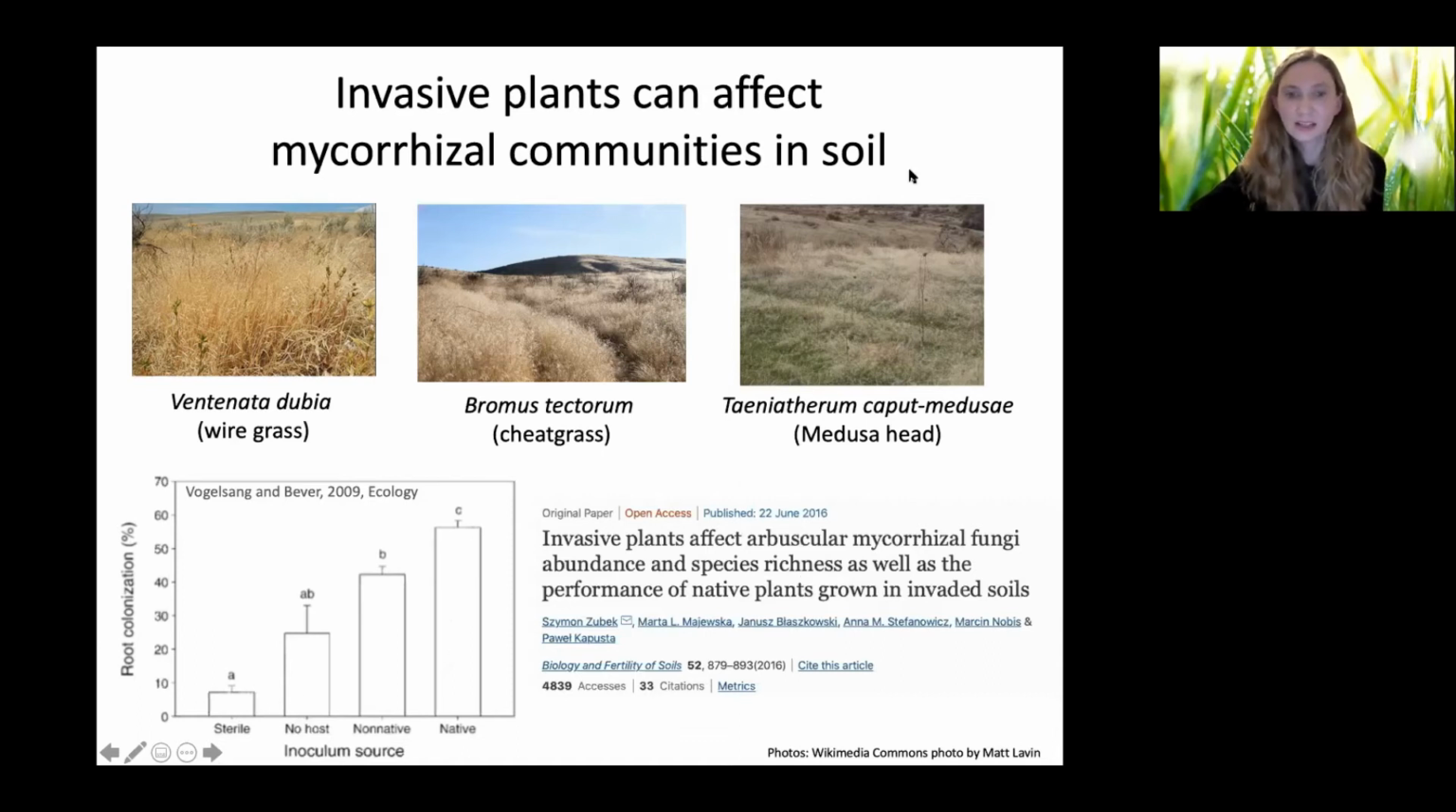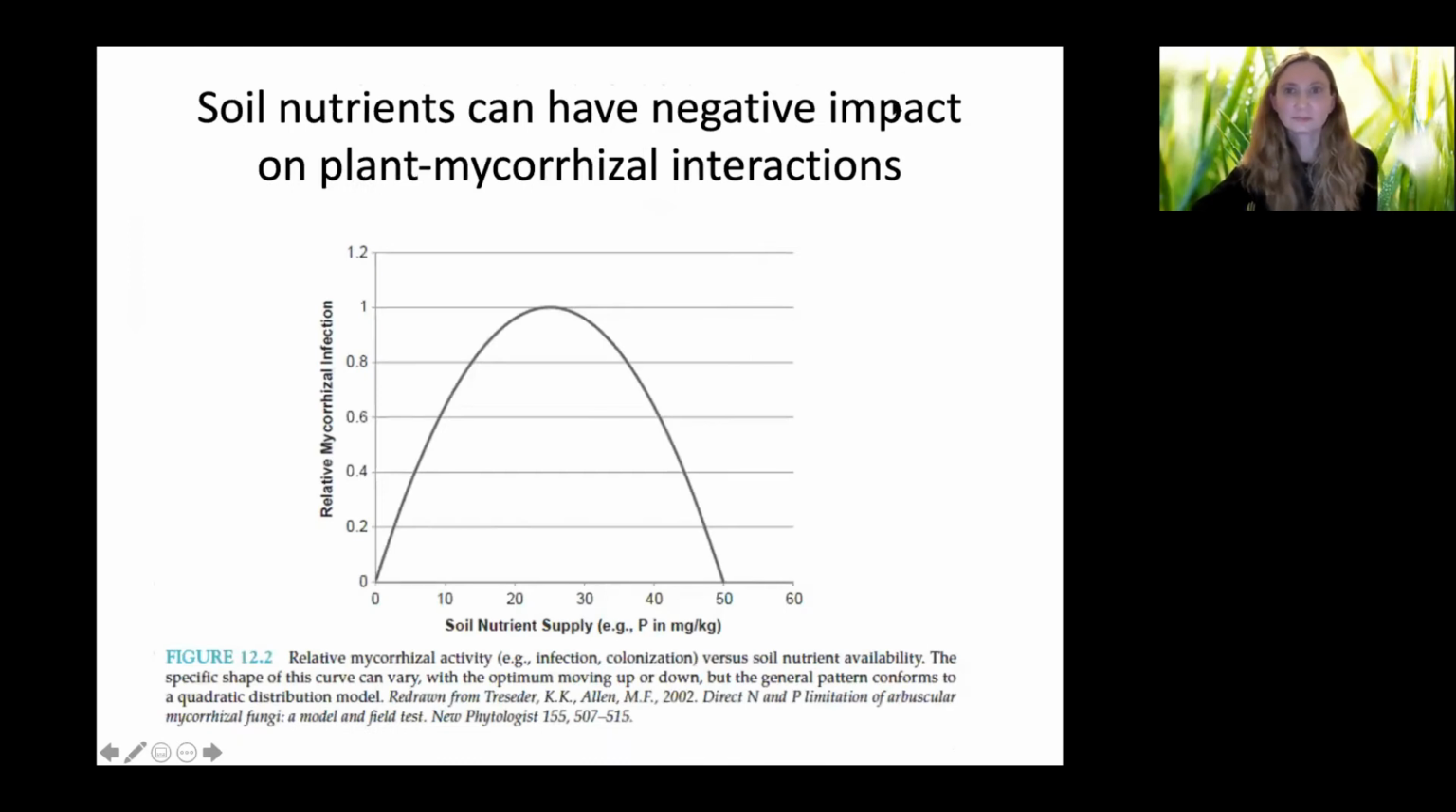There's another study here showing invasive plants affect mycorrhizal fungi abundance and richness, as well as native plant performance in invaded soils. So there's a lot of evidence that invasive plants can have negative impacts on mycorrhizal communities, but there are also other studies showing either no impact or some of these invasive plants even can benefit from mycorrhizal fungi. So it's important to be able to test this in whatever ecosystem you're working in.